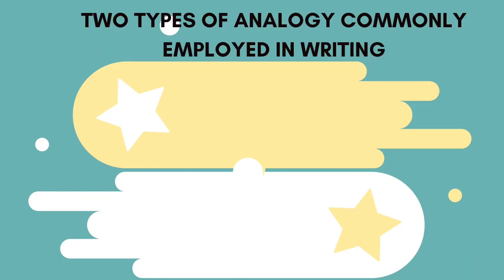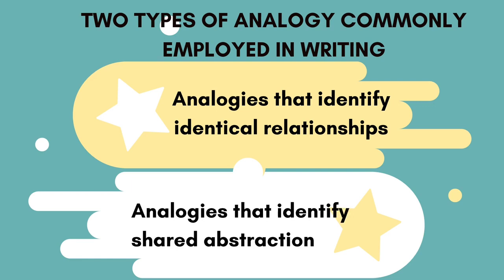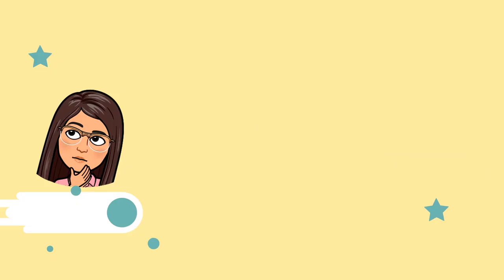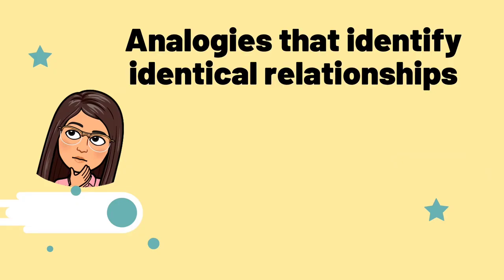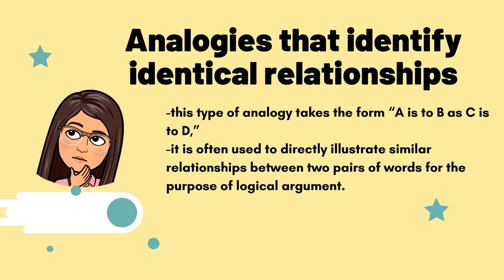Now, let's discuss the two types of analogy commonly employed in writing. These are analogies that identify identical relationships and analogies that identify shared abstraction. First, we have analogies that identify identical relationships. This type of analogy takes the form A is to B as C is to D. It is often used to directly illustrate similar relationships between two pairs of words for the purpose of logical argument.